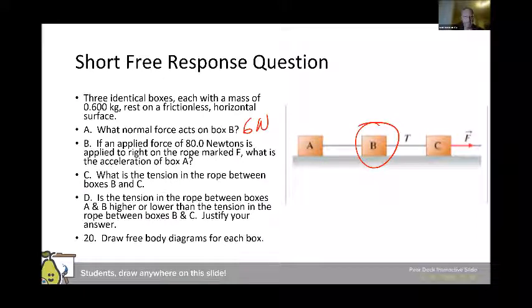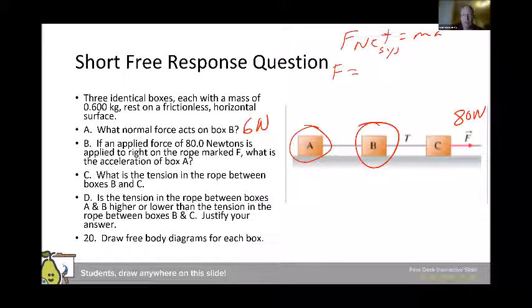Part B: an applied force of 80 newtons is applied to the right on the rope marked F. Over here, we're applying a force of 80 newtons. What is the acceleration of box A? Well, we know that 80 newtons is the net force acting on the whole system. It's the force that's making all those boxes accelerate. So we need to work this in terms of a system to begin with. Think of it like this, where this F is the net force acting on the whole system.